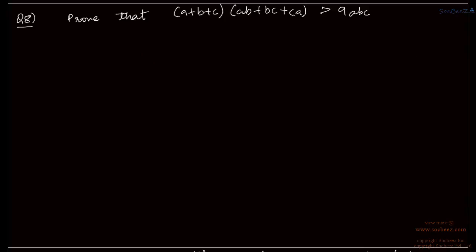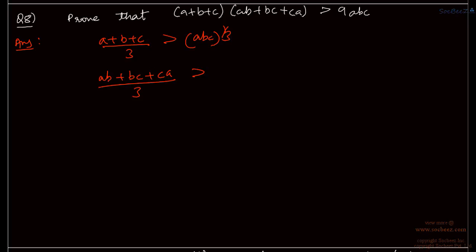Now the next one. Prove that (a plus b plus c) into (ab plus bc plus ca) is greater than 9abc. Here we use the arithmetic geometric inequality. We first apply this on a, b, c, and we get abc power 1 by 3. Now we apply this on ab, bc and ca, and that gives me (ab bc ca) power 1 by 3, which is nothing but (a squared b squared c squared) power 1 by 3.